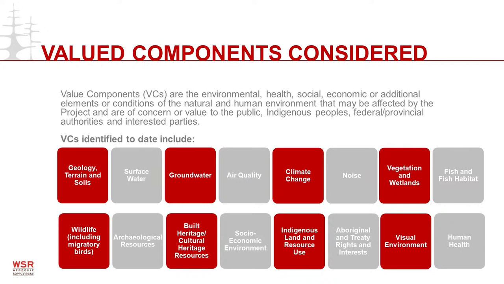For example, some of the ones that have been identified to date for the Webequie Supply Road project are geology, terrain and soils, surface water, groundwater, air quality, climate change, noise, vegetation and wetlands, fish and fish habitat, wildlife, archaeological resources, built heritage, cultural heritage resources, socioeconomic environment, indigenous land and resource use, Aboriginal and treaty rights and interests, visual environment, and human health. Again, many valued components, as you can see from that slide.